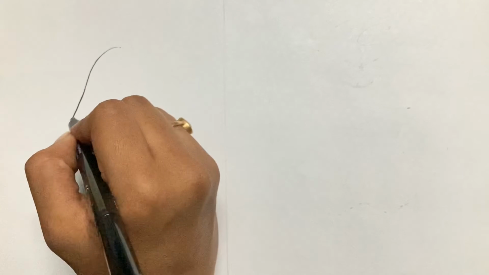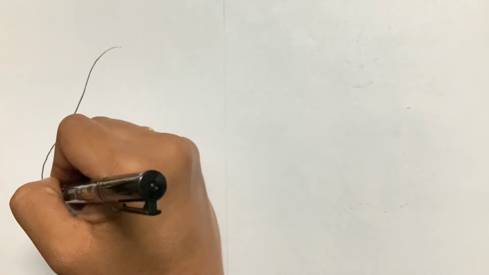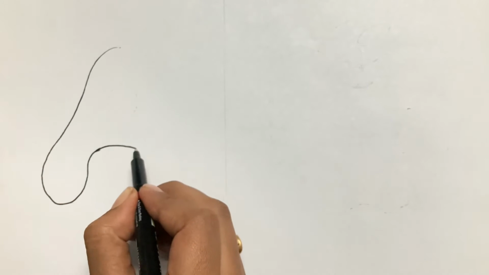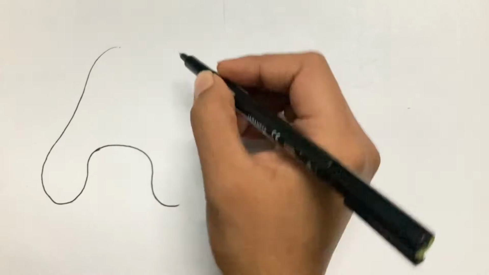So from today we are going to start a new series of A to Z drawing for kids. So let's start by drawing the letter A.